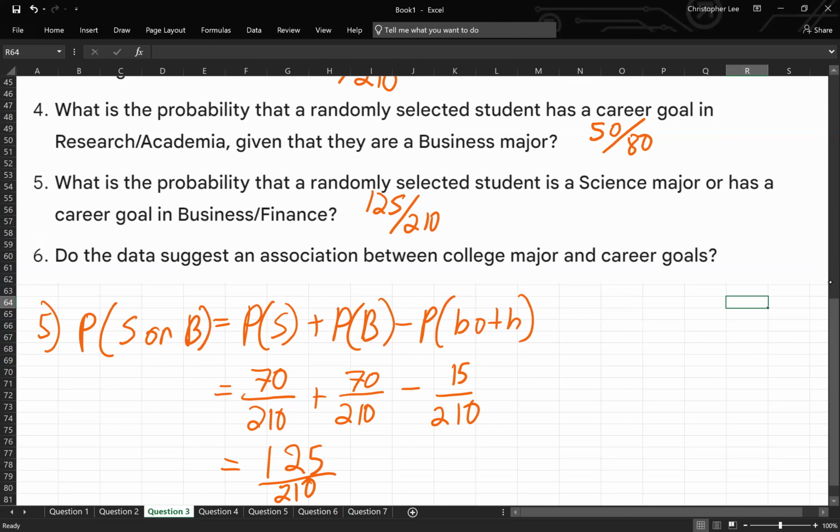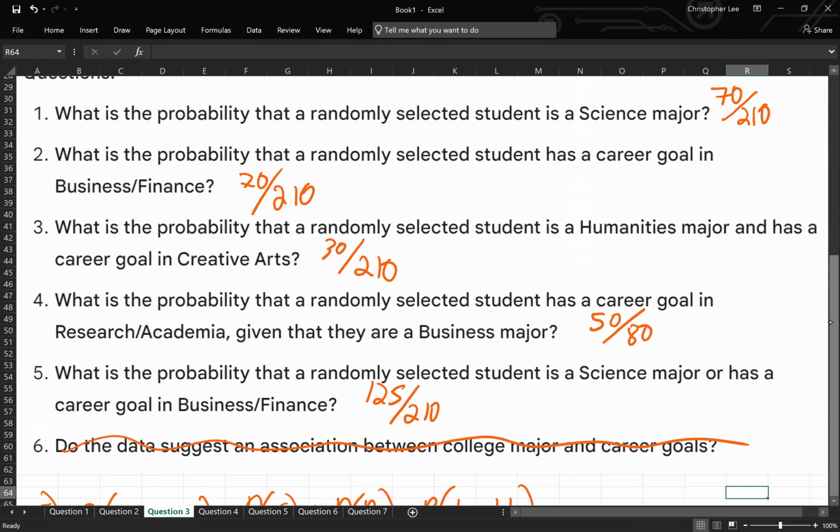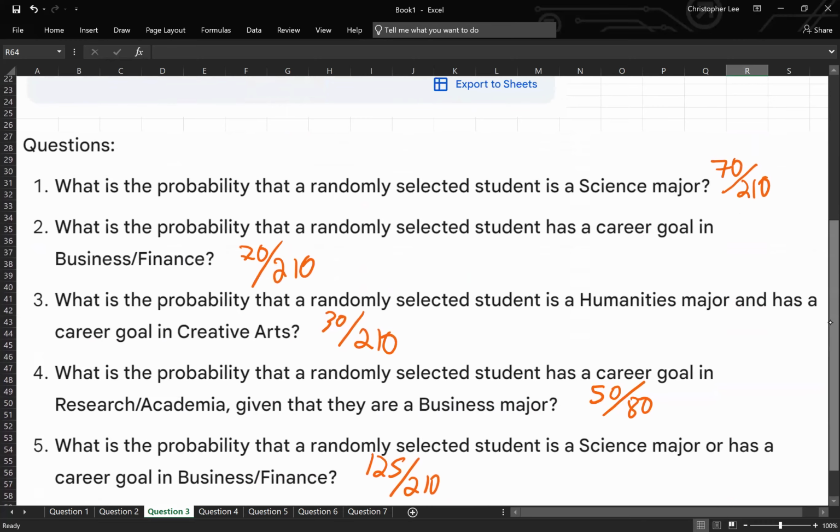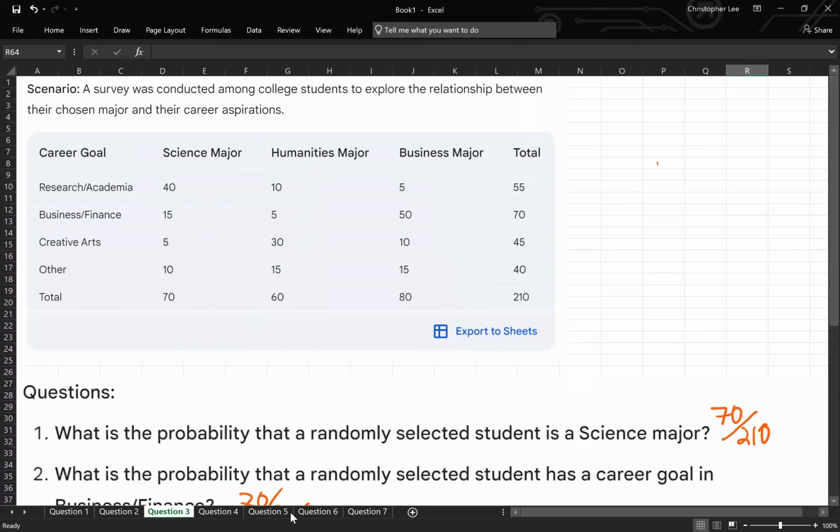Questions on this one? So we good with the or? Good with the or? All right. Do the data suggest an association between a college major and a career goal? Yes, it does. That's not going to be on your test. That's it. We good with this? Easiest question on the whole exam.